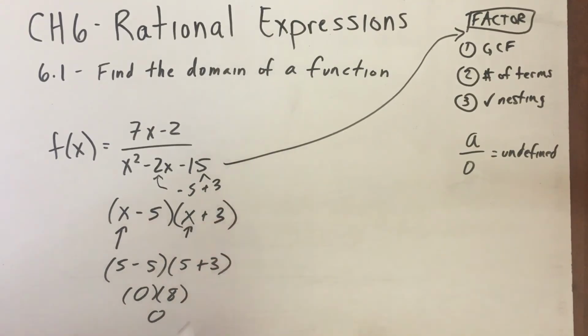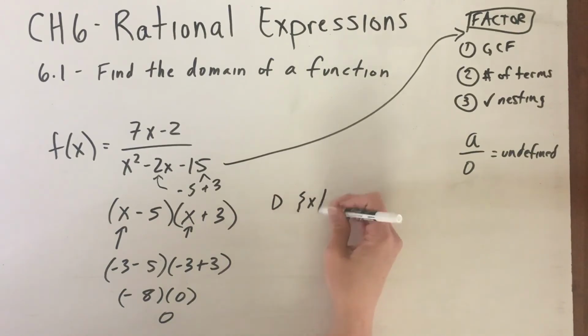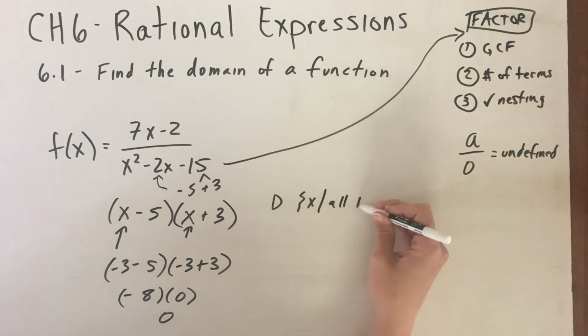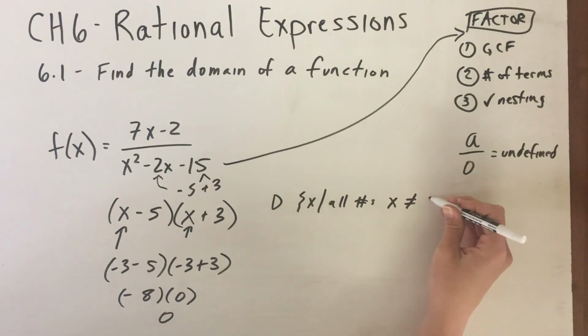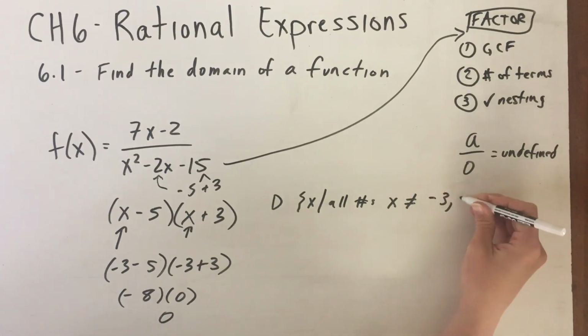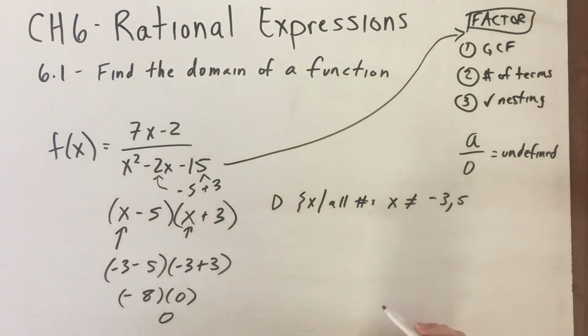And if x was negative 3, then I would get negative 8 multiplied by 0. And this factor would be 0, which would give me 0. So again, the domain here would be that x is such that it's all real numbers, except for x can't be negative 3, and it can't be 5. It can be 0. If I plug in 0, I'd get negative 15 in the denominator. It can't be negative 3, and it can't be 5. So this is how you find the domain of a function.